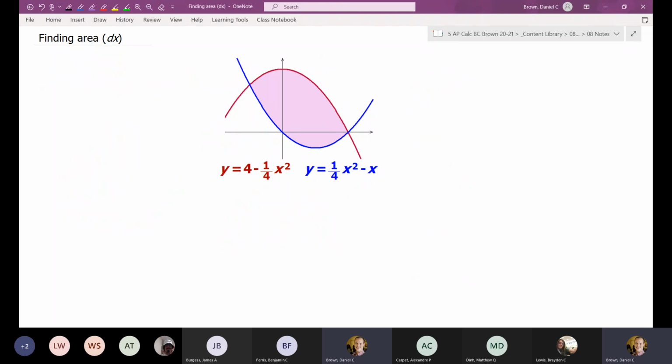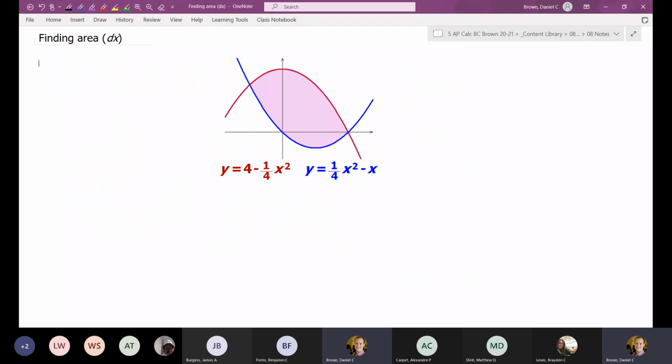I know this top one was the red one because it's a downward facing parabola, so it should have a negative x squared in it. The blue one I knew was an upward facing parabola, which is why it had a positive x squared. There's no numbers on here, so we will have to do some work to find what numbers go in my integral sign. But again, there's always going to be two parts to your answer.